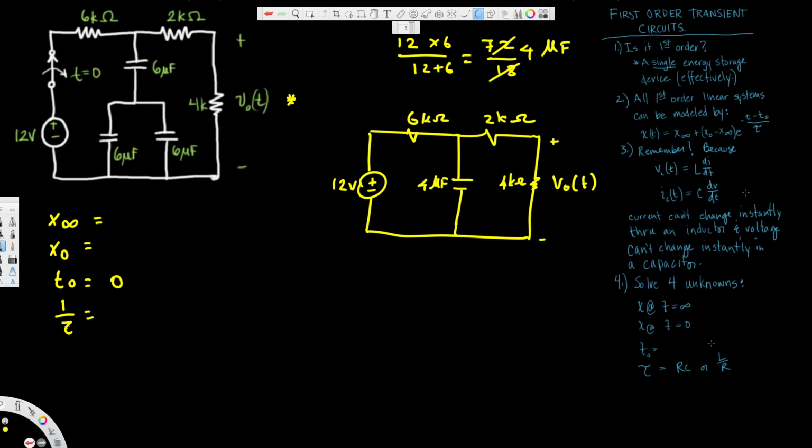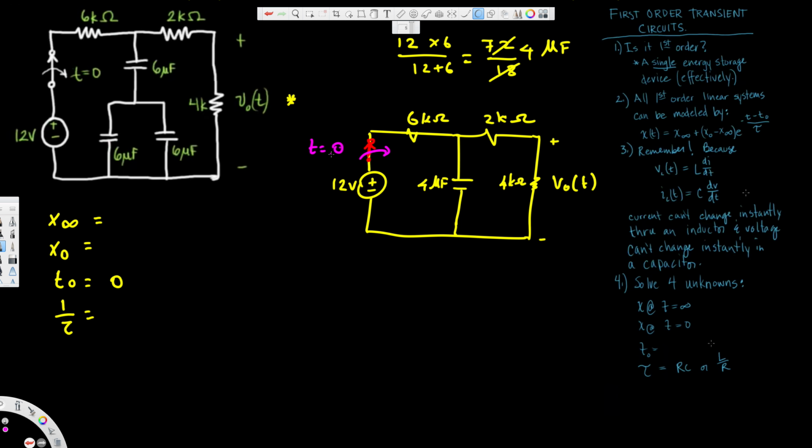Next easiest one is going to be the tau, calculating this time constant, 1 over time constant. And here, if you think about this, I also put the switch right here to illustrate this one better. We have this switch, and this is t is equal to 0.